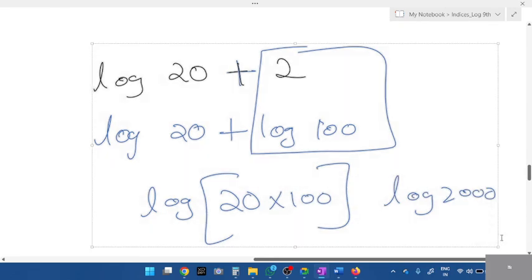This is what we studied. It's been 2 or 3 days, so I'm just making you revise. Okay, let us start solving the remaining.